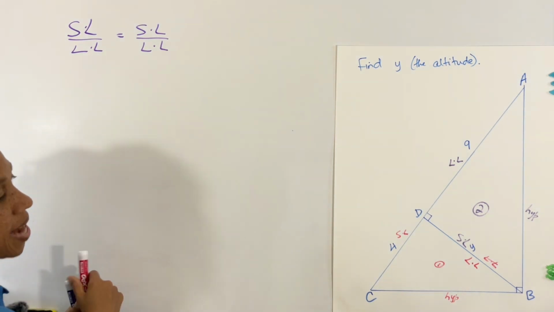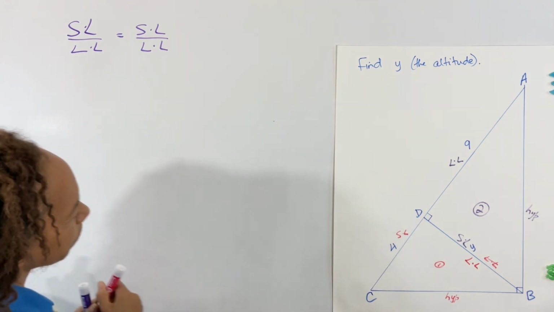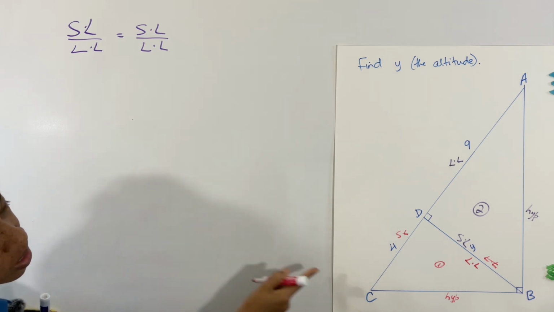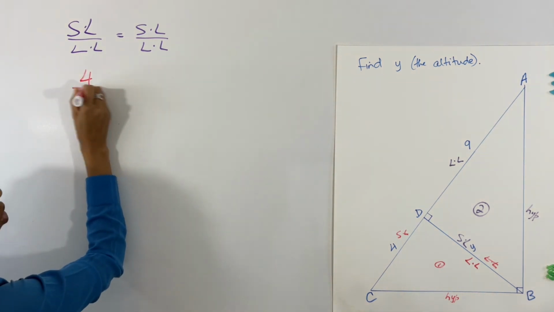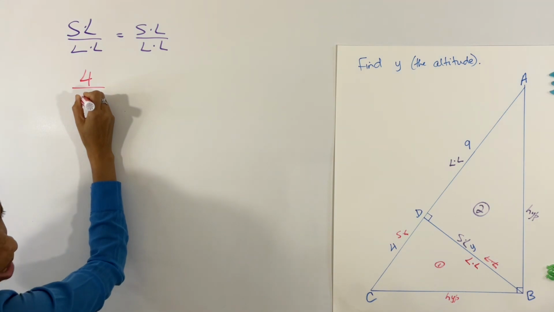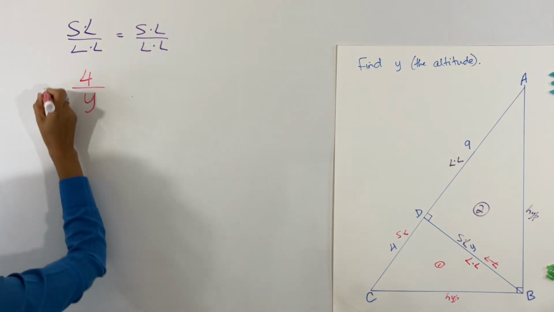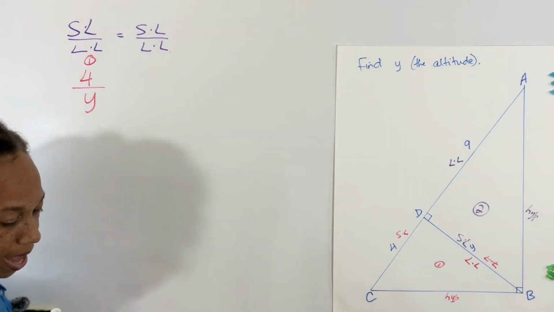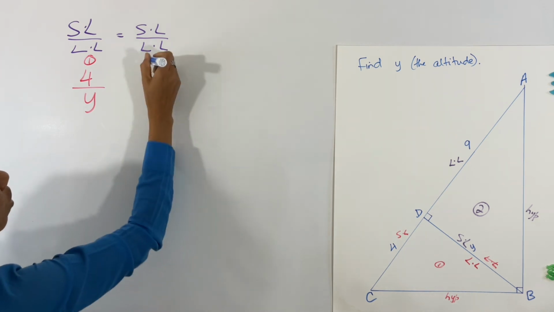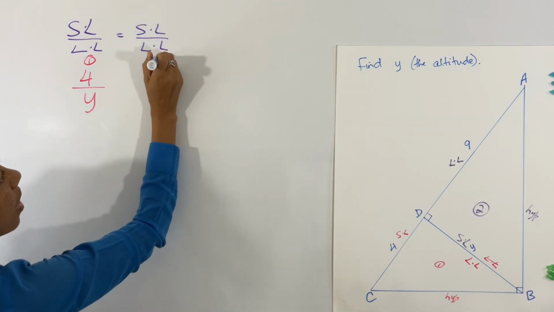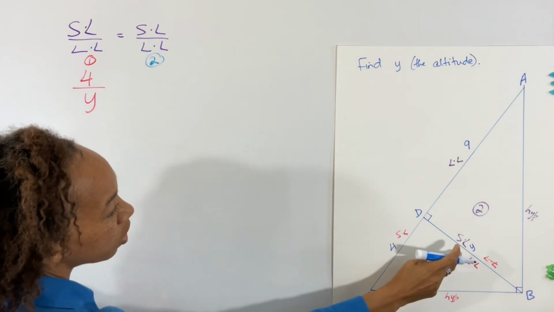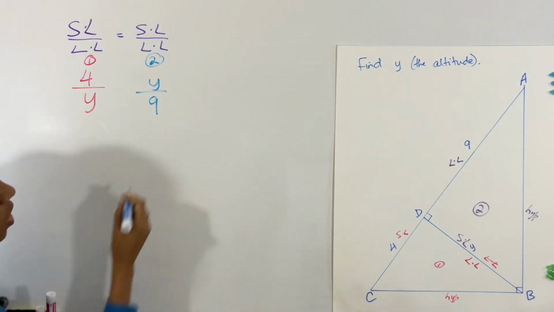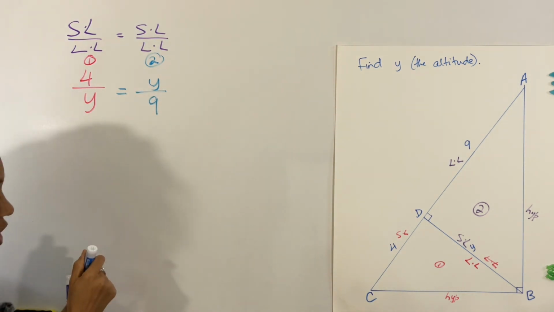So now we can identify using triangle 1, right? I'm going to set up my short leg, which is 4, over our long leg, which is y, the unknown, and I'm writing 1 here as my first triangle. And then for my second triangle, I am going to write 2 over here so you understand. And I'm going to also use short leg, which is y, over long leg, which is 9. And we set it equal to each other.